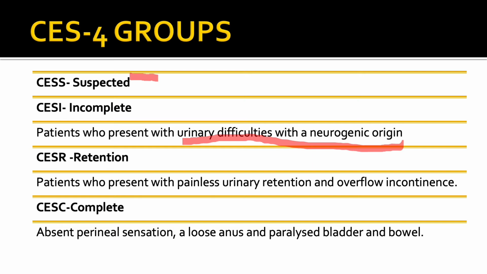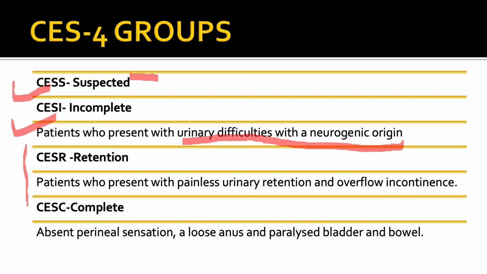An incomplete Cauda Equina syndrome means the patient has difficulties with bladder function which is suspected to be of a neurogenic origin. Then comes the Cauda Equina syndrome with retention, CES-R. Patients who present with painless urinary retention and overflow incontinence. And then comes the Cauda Equina syndrome complete. So this can be Cauda Equina suspected, incomplete Cauda Equina syndrome. These both can be taken together, as well as Cauda Equina syndrome with retention and complete.